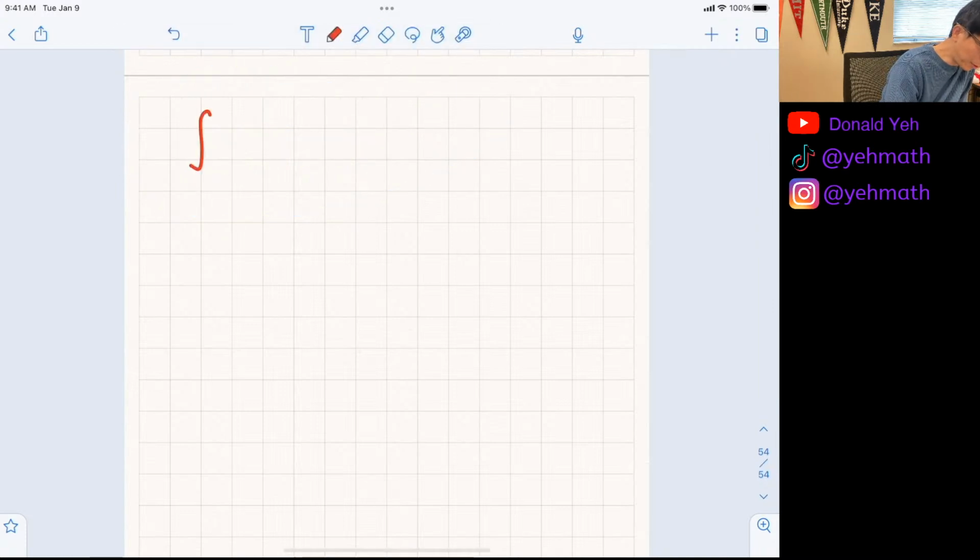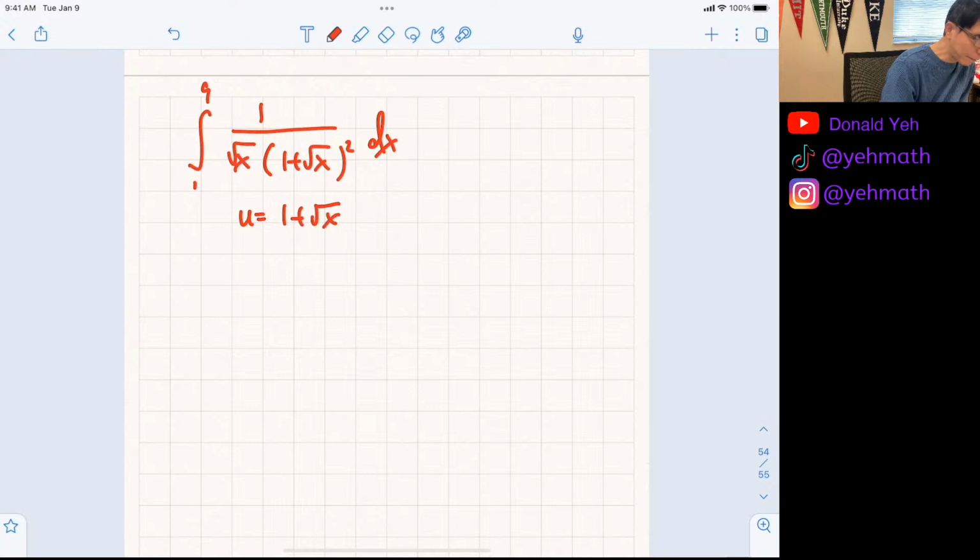So if I were integrating between 1 to 9, 1 over square root x, 1 plus square root x squared dx. Now this is a very good question because I will definitely do u equal to 1 plus square root x. Also, you're probably going to say, wait, Mr. Yeh, I don't see the one less degree you're talking about. It's actually there, but it's not present very obviously. This happens a lot of the time in calculus.